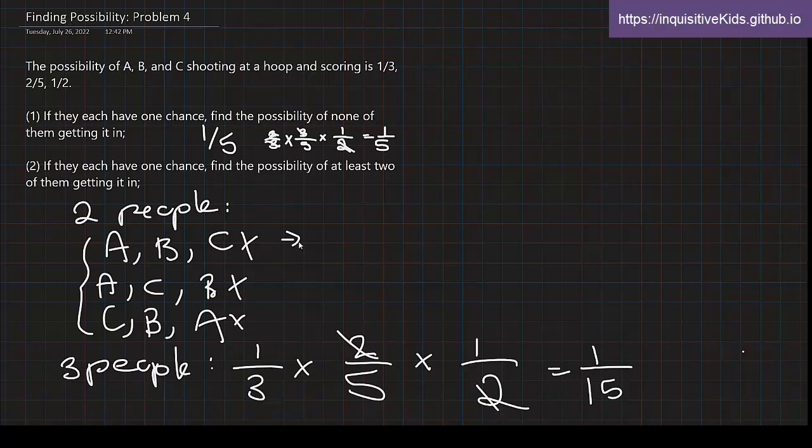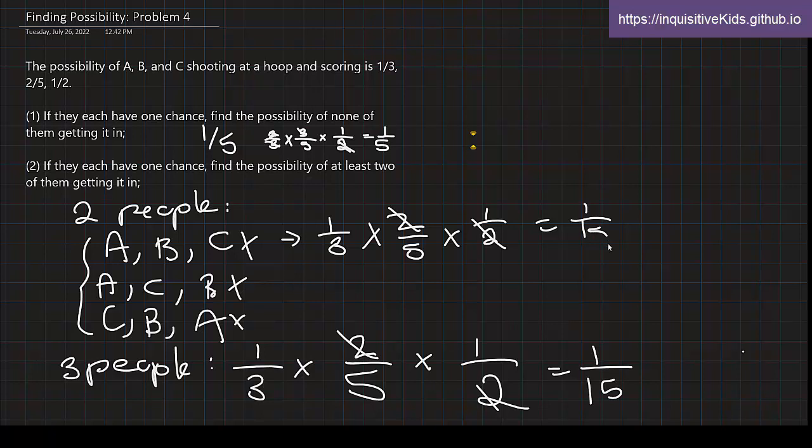For the first one, we have A, B getting it in and C not getting it in. So the possibility for A to get it in is 1/3, times the possibility of B getting it in is 2/5, times the possibility of C not getting it in would be 1/2. Now if we simplify this, we get 1/15.